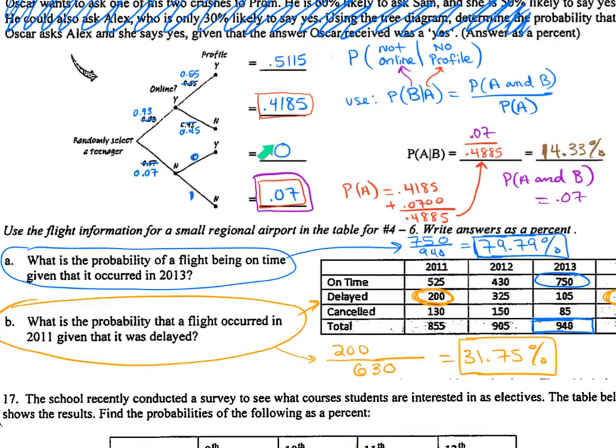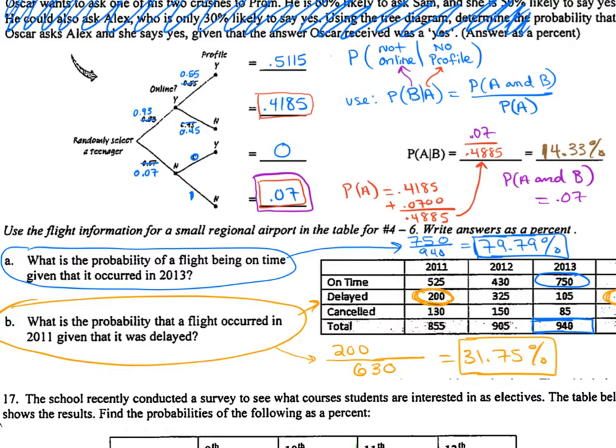Then if we go down here, this 0 comes from multiplying this segment times that segment. So that's 0.07 multiplied by 0. Now, that's 0 because this segment means that this randomly selected student is not online, and if that student is not online, then that student would not have an online profile. So that probability would be 0. So that's 0.07 times 0 is 0.